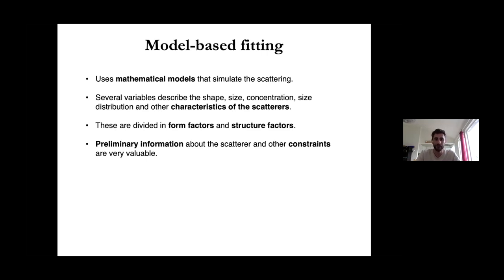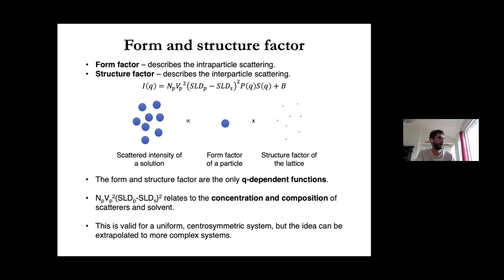So it's good to have some information on what you actually have there to select the appropriate model to fit the data. Just to have a brief reminder about form factor and structure factor: as I said, the form factor describes the intraparticle scattering and therefore it relates to the shape of the particle. And then the structure factor relates to the superlattice of these particles, so how these particles are arranged in space.